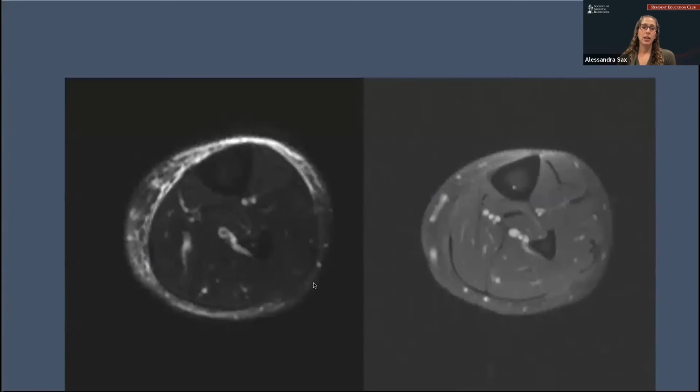So this is a case of bland edema or non-infected edema, so not cellulitis. We've got skin thickening, reticular edema here, but on our post-contrast enhanced sequence, there is no enhancement. This is a bland edema.